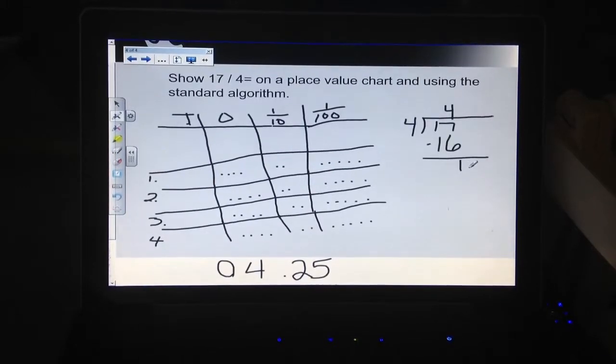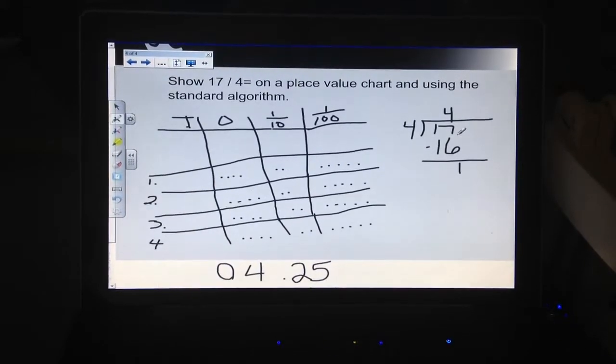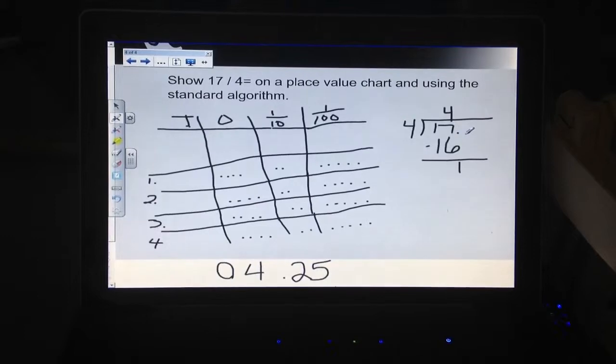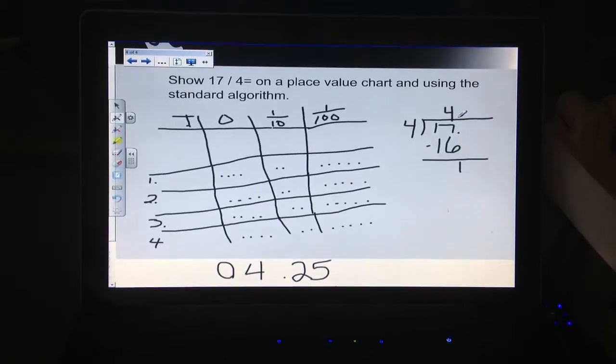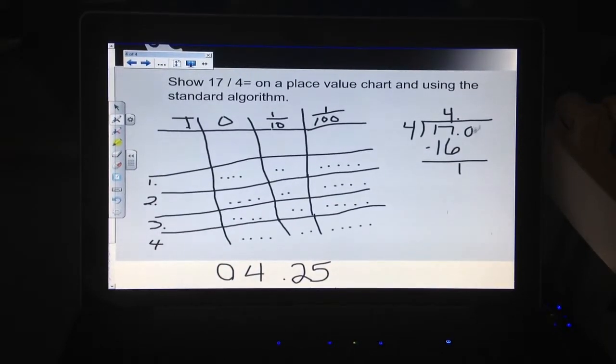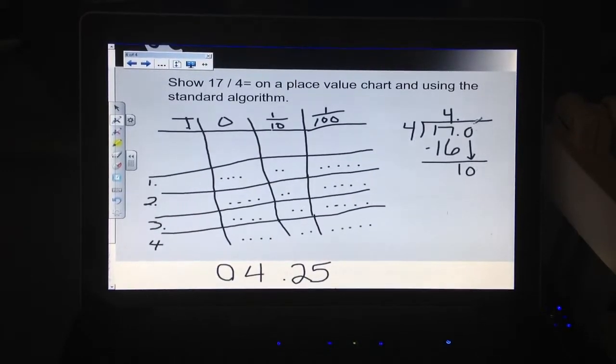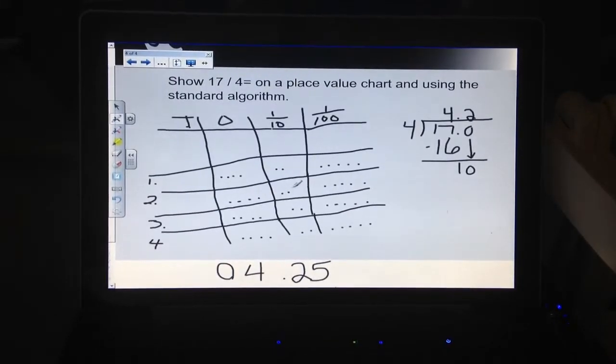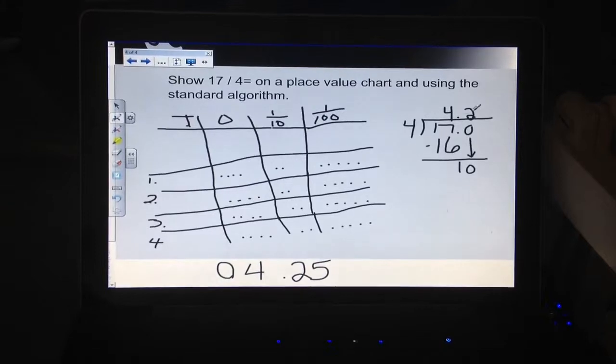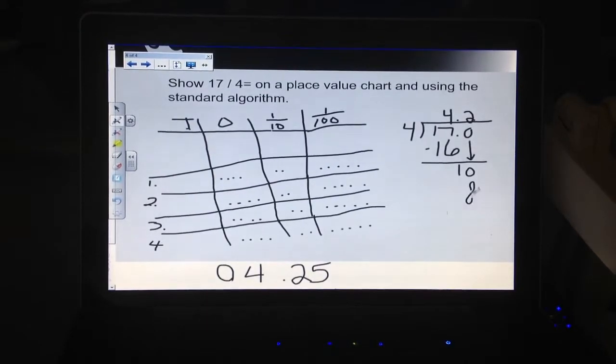Now because I have that remainder, I want to keep going. I know that there is a decimal there even though I don't write it, so I'm going to bring it up here. And now I have a 0 there that I can bring down. So 4 goes into 10 twice. And again, there was my 2. You can see my 2 there. 2 times 4 is 8.